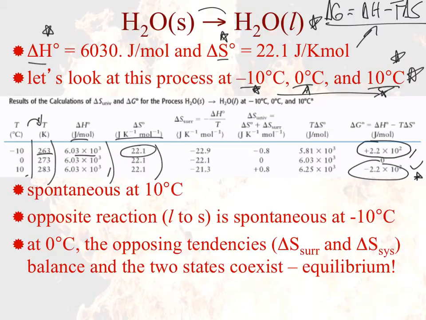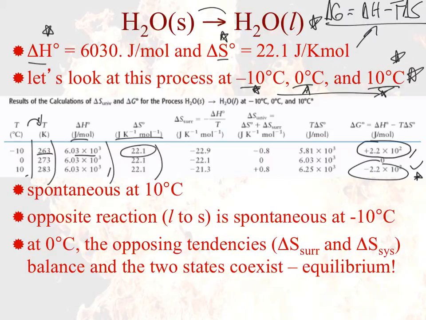So remember, if a forward reaction is not spontaneous based on our Gibbs free energy, the reverse process will be spontaneous. Okay, now at 0 degrees C, I want you to notice that our Gibbs free energy value, our delta G value, is 0. Okay, and so what that means is that you are at equilibrium. Okay, the tendency to go towards the liquid or go towards the solid is basically equal, and the two states coexist in tandem. So there's a dynamic equilibrium, and you subsequently have both present.